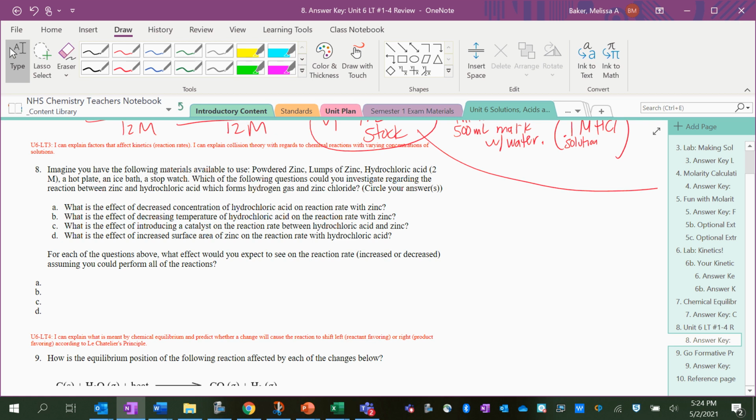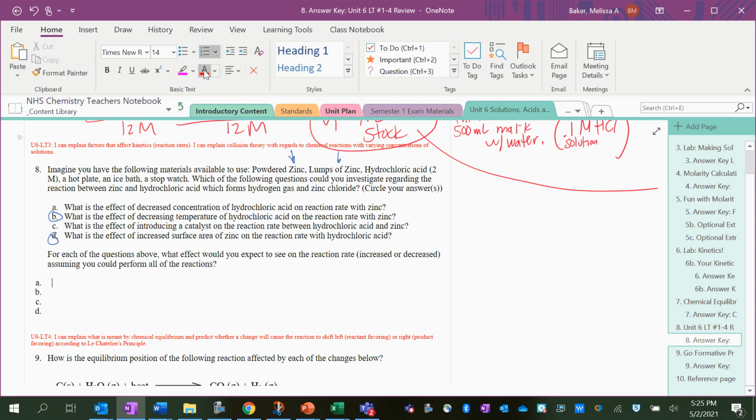You only have one concentration, so you'd have to do some work. You could do it, but you could definitely do decreasing temperature because you've got ice and a hot plate, so you could heat up some hydrochloric acid and cool it down. You don't have a catalyst. You could also do surface area because you have lumps of zinc and you have powdered zinc. So you could test each one in the 2 molar hydrochloric acid and see what the rate was. What effect would you expect to see on the reaction rate, assuming that you could perform all of these?